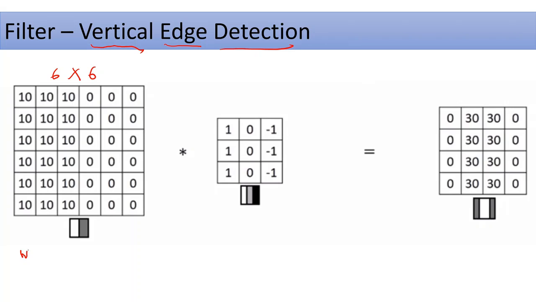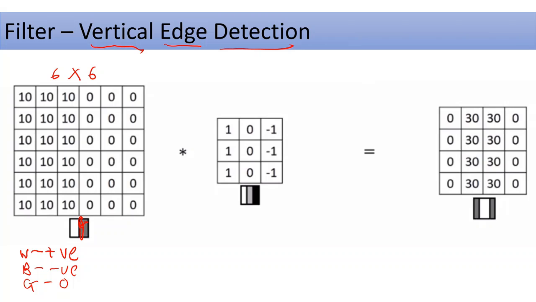white for positive, black will be denoted as negative, and gray are just zeros. So here you can see that there are 3 columns of 10 and 3 columns of 0. So we have a white and a gray image, which gives us this edge right over here, like this.